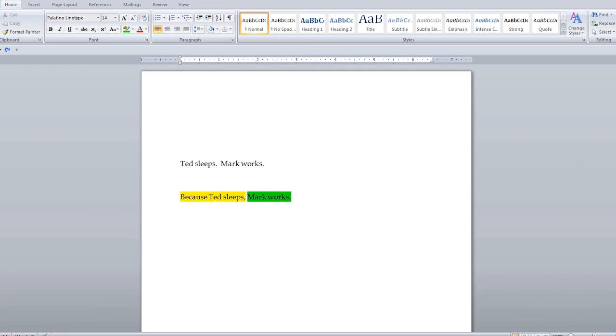Let's go back to our sentence. Is it okay to switch the order of the ideas? Can you say, Mark works because Ted sleeps? Say yes. When a writer puts a dependent part of a sentence together with an independent part, he or she has a choice to make. Which one comes first? It is, again, up to the writer.